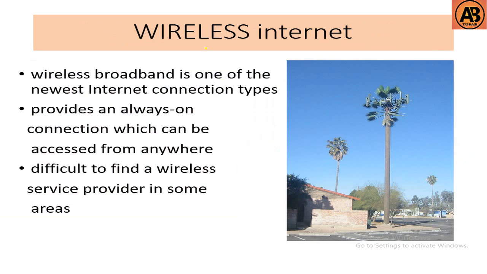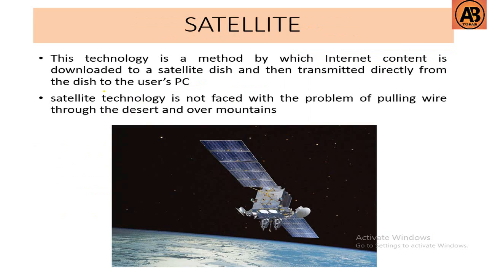Then wireless internet. Wireless broadband is one of the newest internet connection types. It provides an always-on connection which can be accessed from anywhere. It is difficult to find a wireless service provider in some areas. Then satellite.